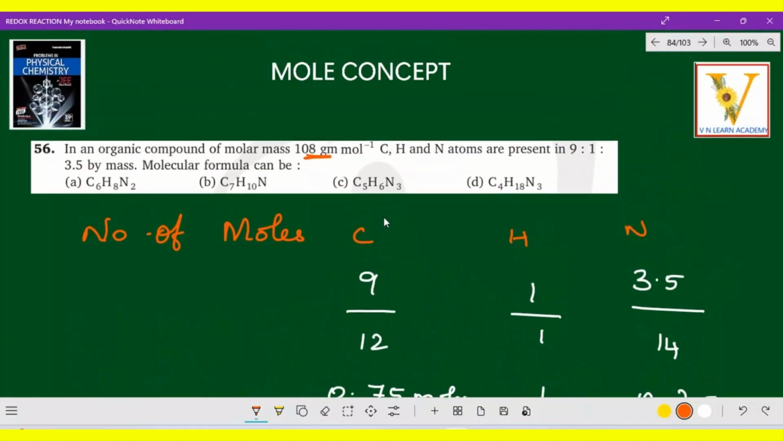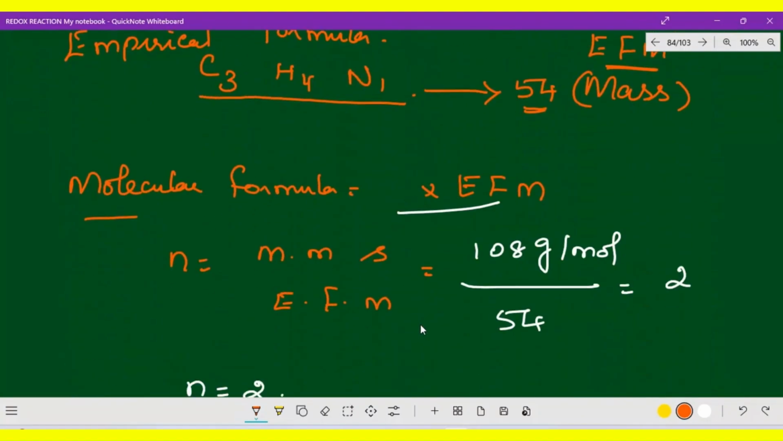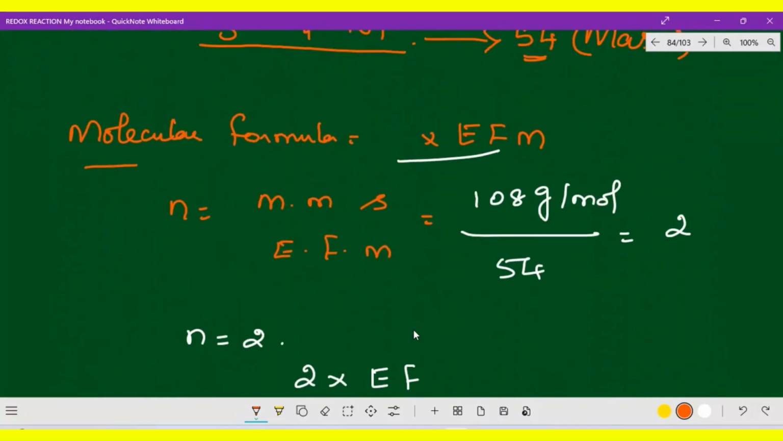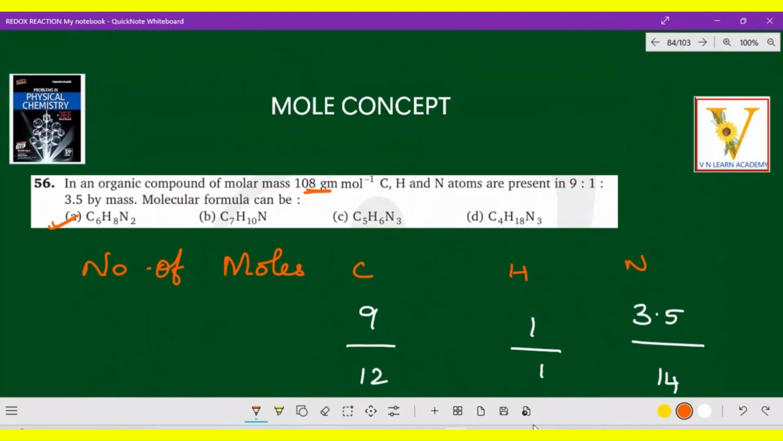Now, which is the correct option? The answer is C6H8N2, so option A is the correct option. Come on, let us go to the next question. Even if we get the answer correct, while applying, if we put it in wrong, then that will be a problem. Come on, let us go to the next question.